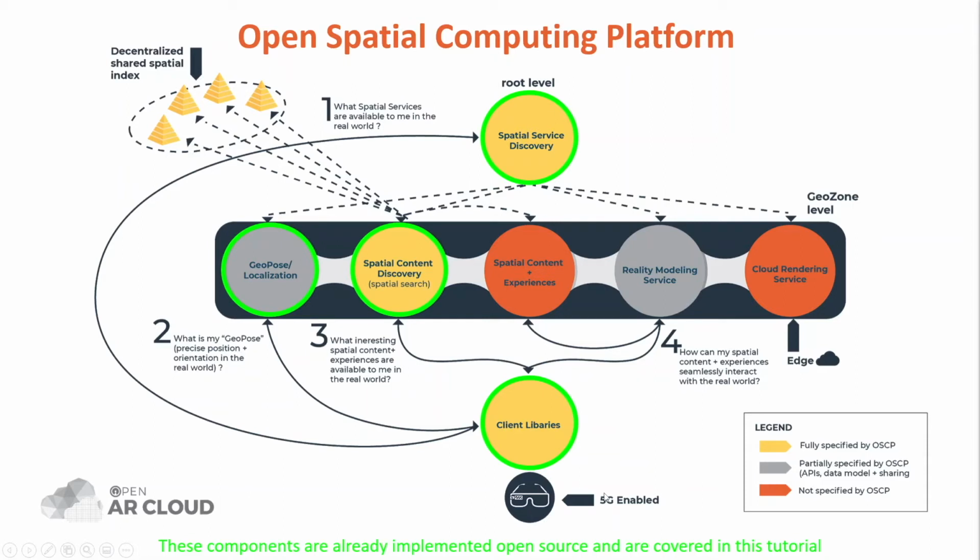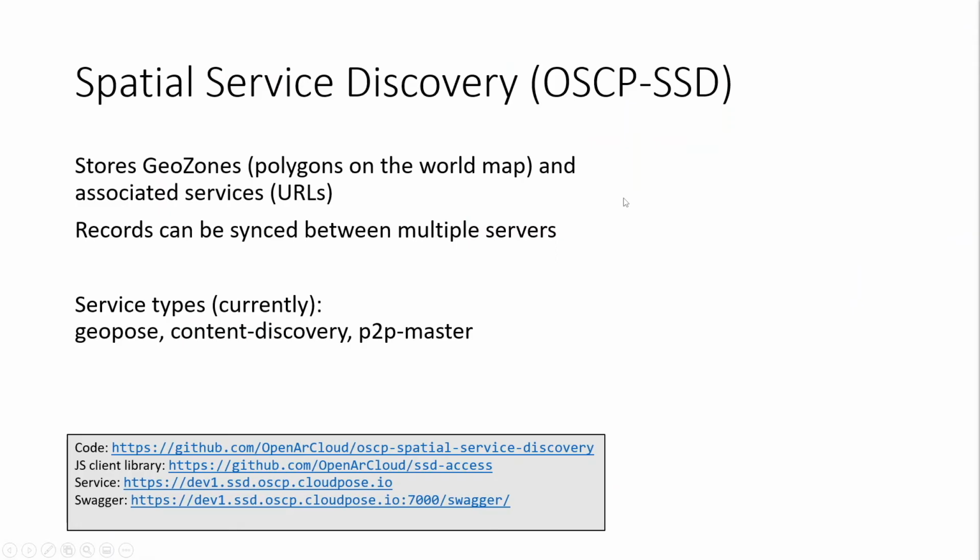This stores geozones, basically polygons of the world map, and associated services as URLs. The records can be synced between multiple servers, if this is needed, in a peer-to-peer manner. We defined so far 3 different types of services: Geopose services, content discovery services, or peer-to-peer master services, which I will talk about in a later section today.